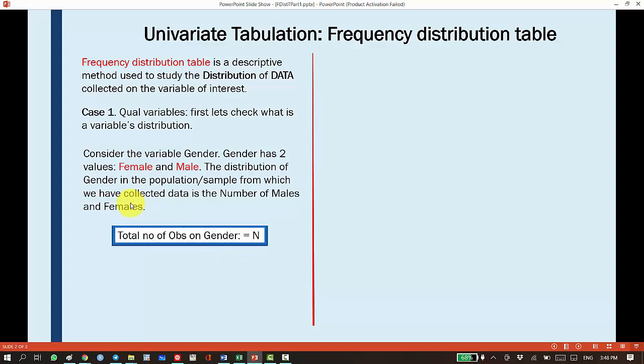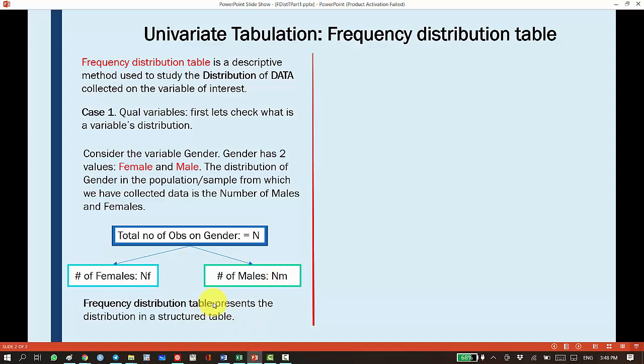In other words, the distribution of the variable gender is giving us the way the total observation is being divided or distributed among male and females in that population or sample. Specifically, if we have n observations, let's say 100, the distribution of the variable gender shows how many of these 100 are female, which is NF, and how many are male, which is NM.